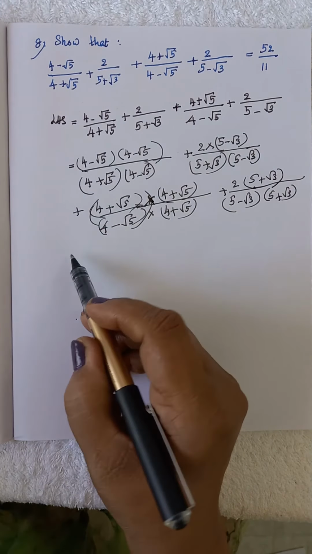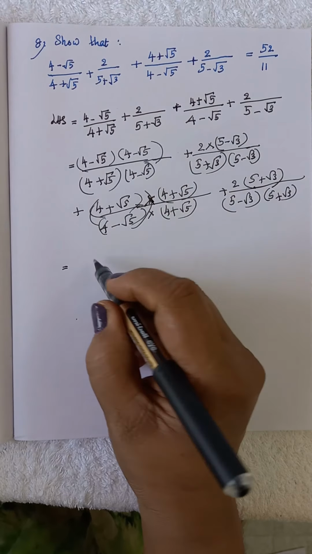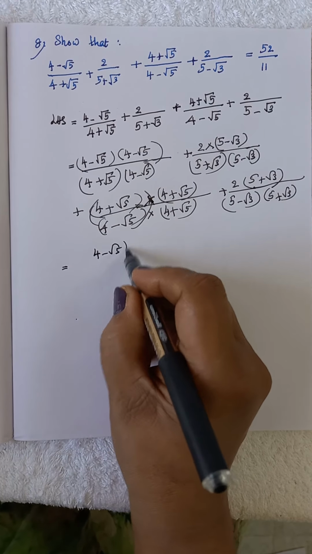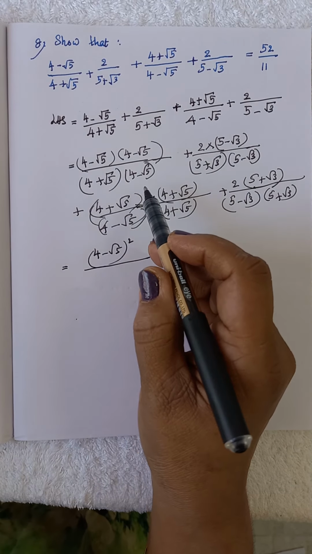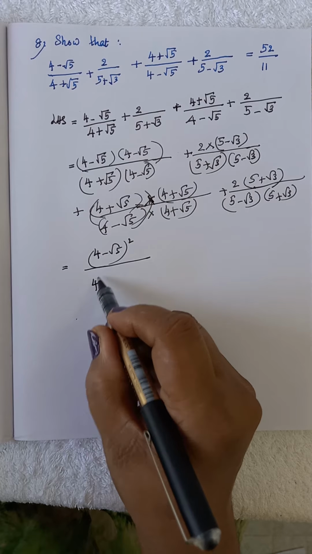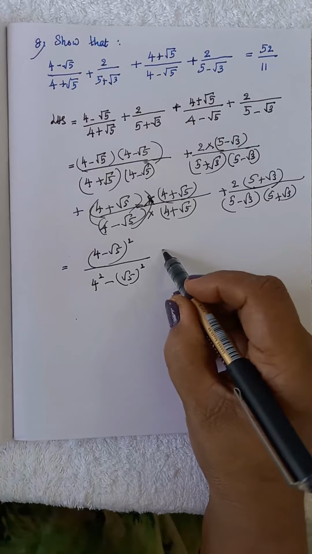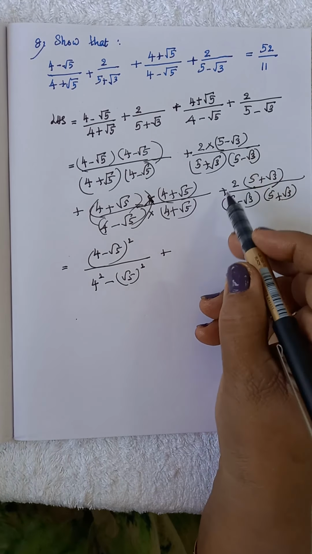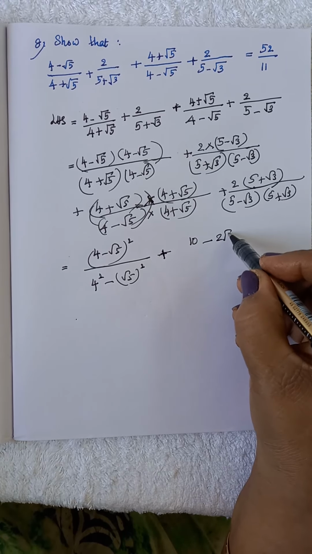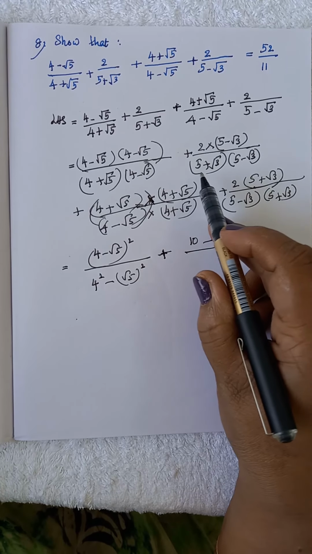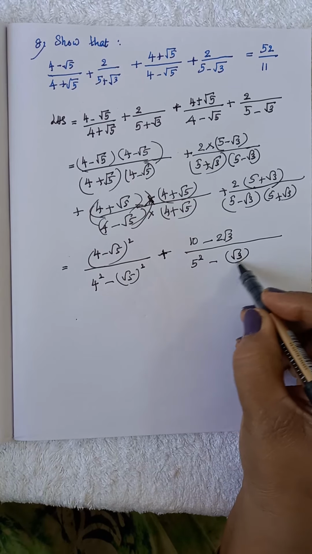Now let us take the first one, that is 4 minus root 5 into 4 minus root 5. So (4 minus root 5) square divided by, the denominator is in the form a plus b into a minus b. So a square minus b square, so 4 square minus root 5 square. Now the second term is 2 into 5 minus root 3. That is 2 into 5 is 10 minus 2 into root 3, 2 root 3 divided by, here also a plus b into a minus b. So 5 square minus root 3 square.